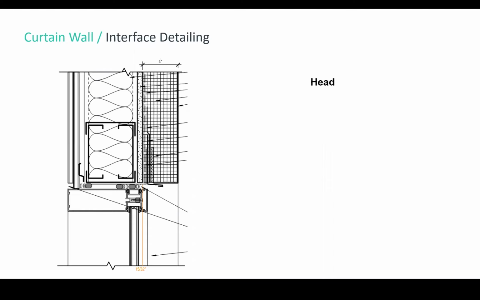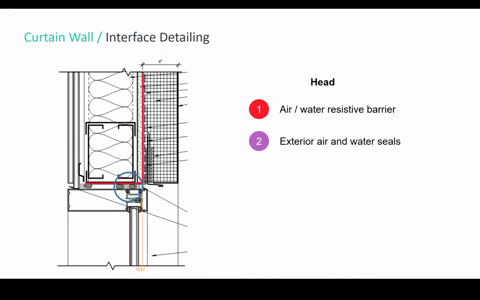So unlike your storefront and your window wall systems, where you're going to have your air barrier tied in at the back of the mullion, your air water resistive barrier for your curtain wall still needs to wrap the rough opening and positively lap your head flashing with a second layer, but you're really looking at these two seals on the exterior.